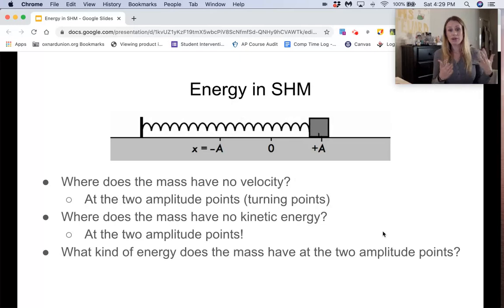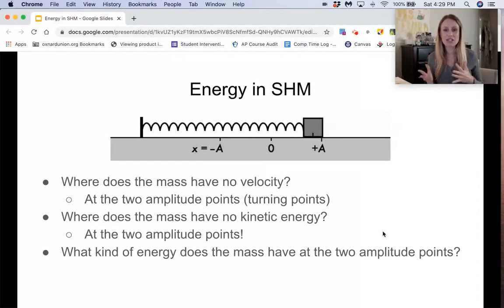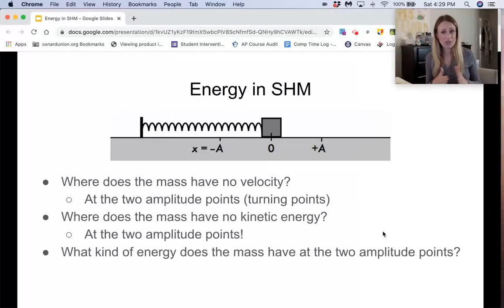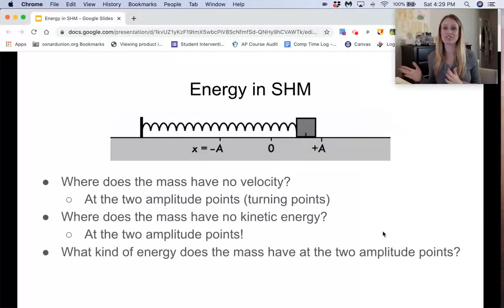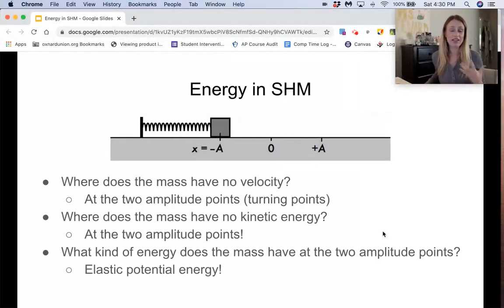Now at those points then, what kind of energy does this mass have? Well, we can see that this energy is transferred from kinetic energy at that equilibrium position to then potential energy at the two amplitude positions. And because we have a mass on a spring here, this is elastic potential energy. So we have elastic potential energy.